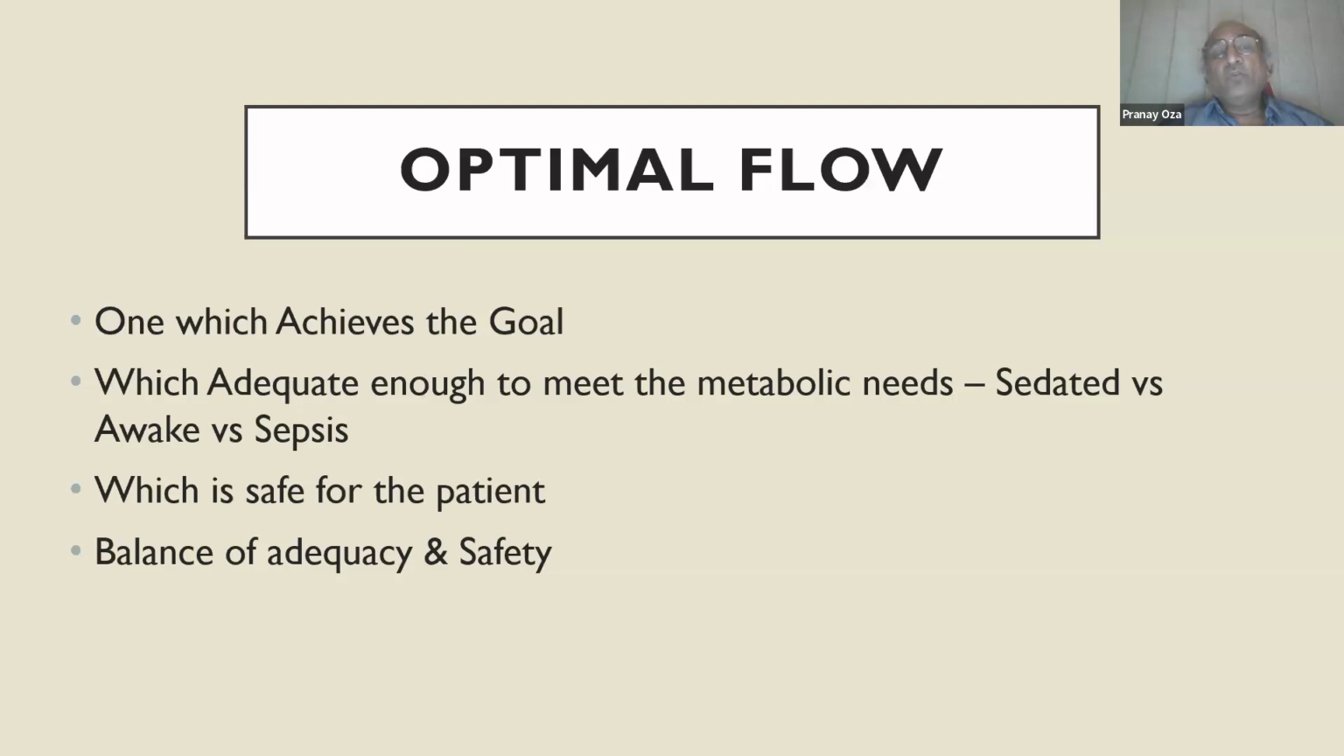So optimal flow is the one which achieves your goal, which is adequate enough to meet the metabolic needs, as well as safe enough so that it does not cause harm to the patients. And that's why it is known as optimal flow, which is the balance of adequacy and safety.